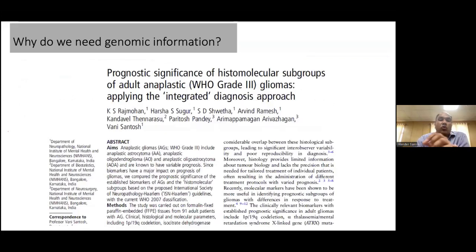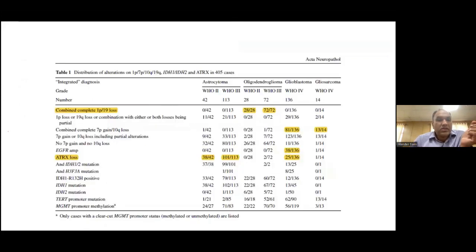So why do we need this genomic information? You can see this from one of the studies which came from our center. When we look at the astrocytoma, oligodendroglioma, and glioblastoma, we can see that 1p19q co-deletion is virtually present only in oligodendroglioma, and is not seen in any of the astrocytoma. Similarly, ATRX loss, which is a surrogate marker of 1p19q co-deletion, is virtually not seen in oligodendrogliomas, where ATRX is intact, but is affected in most of the patients with astrocytoma.